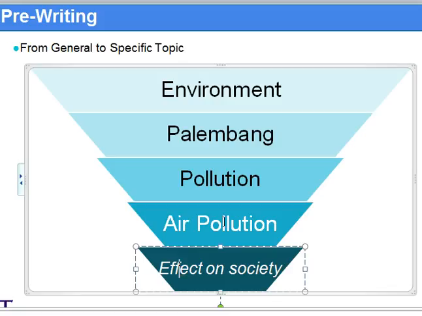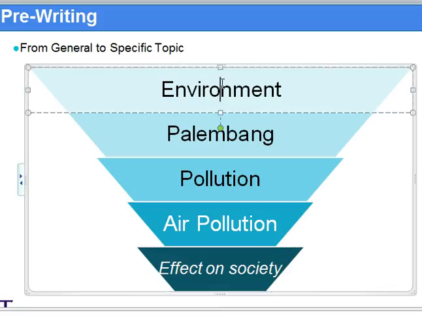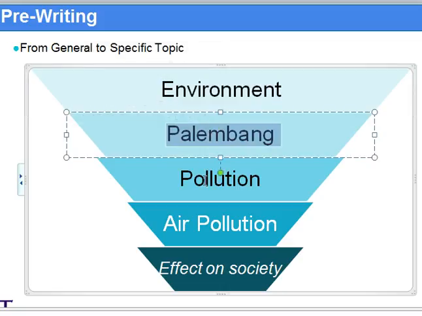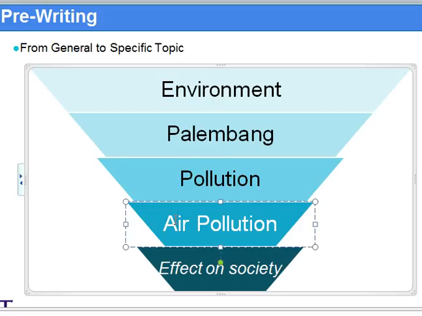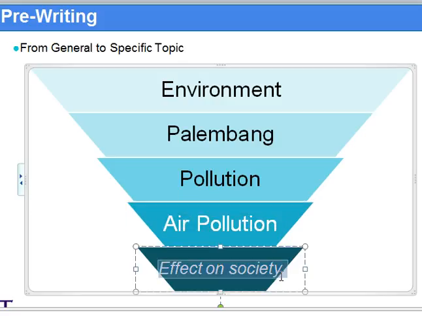So if you look at it here, you have a very broad topic that's about the environment. Then I narrow it down into Palembang. I narrow it down into writing about pollution, and I narrow that down into air pollution, and going to stress on the effects on society. So this is the way we think and plan before we write. We call it pre-writing. Again, narrow down the topics.